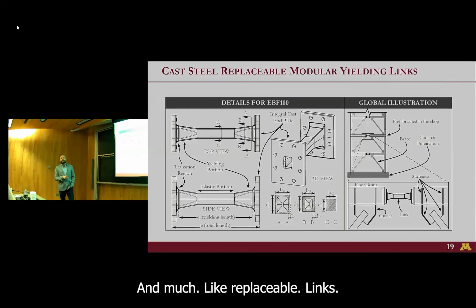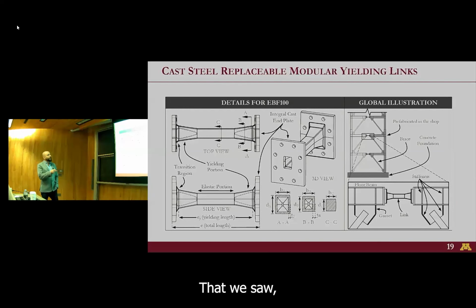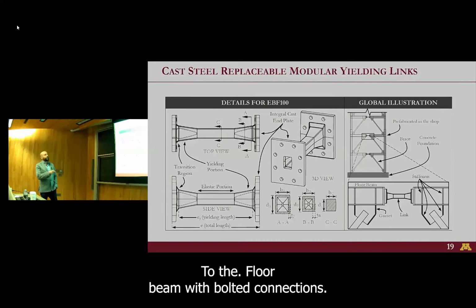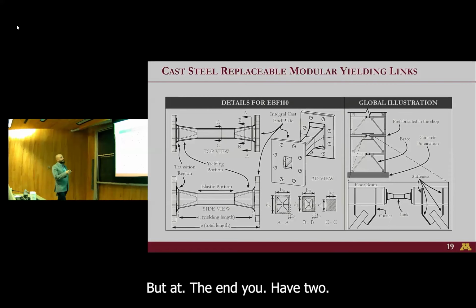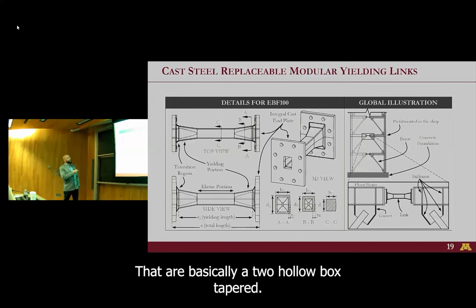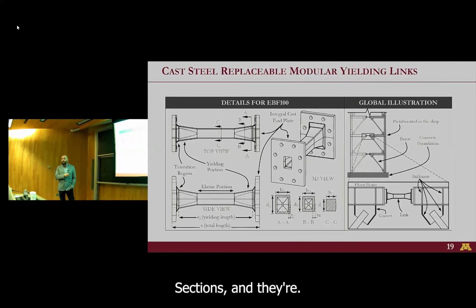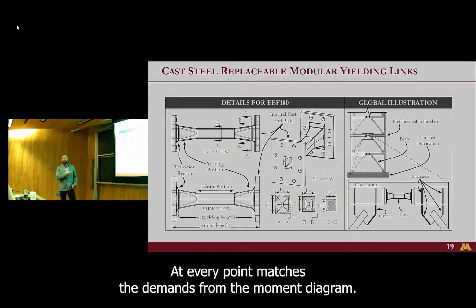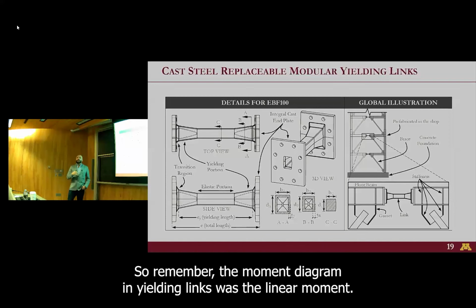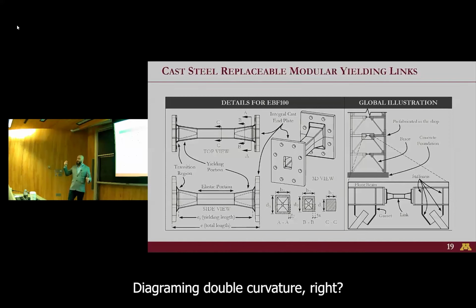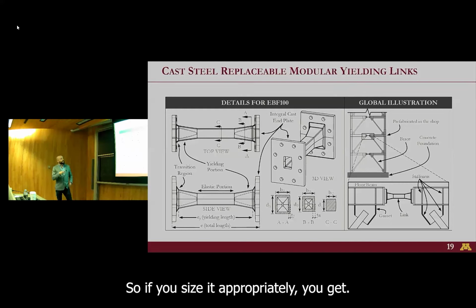And much like replaceable links that we saw, it has 2 end plates that connect to the floor beam with bolted connections. But at the ends, you have 2 yielding regions that are basically 2 hollow box tapered sections. And they're tapered such that their capacity at every point matches the demands from the moment diagram. So remember, the moment diagram in yielding links was a linear moment diagram in double curvature, right? So if you size it appropriately, you get simultaneous yielding everywhere.